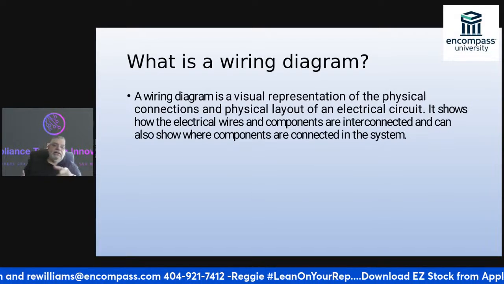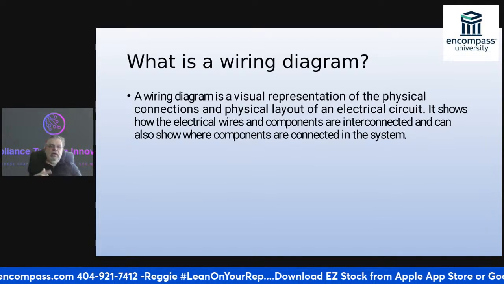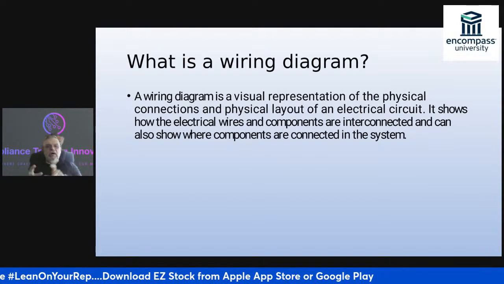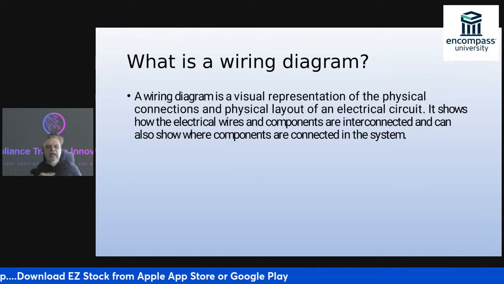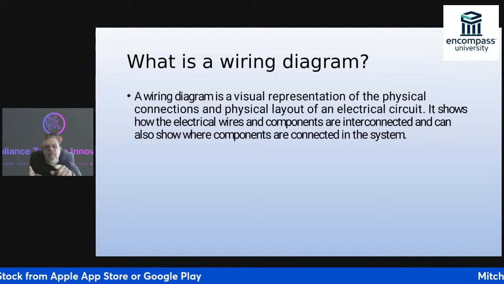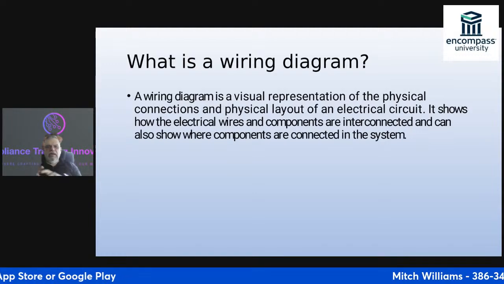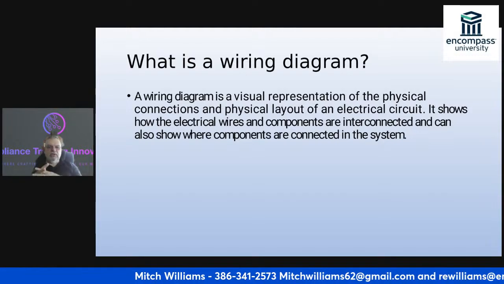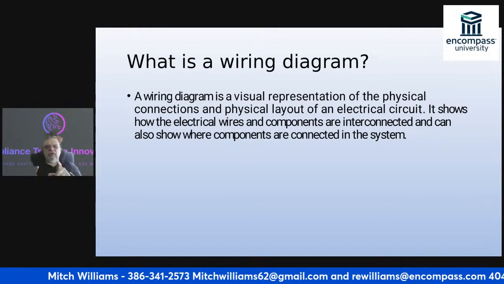So, what exactly is a wiring diagram? A wiring diagram is a virtual representation of physical connections and the physical layout of an electrical circuit. It shows how the electrical wires and components are interconnected and can also show where the components are connected in the system.